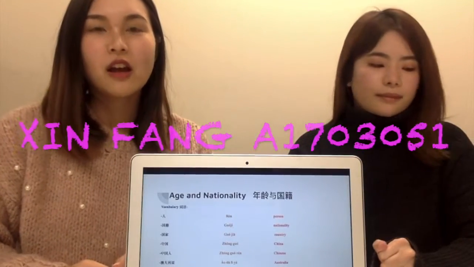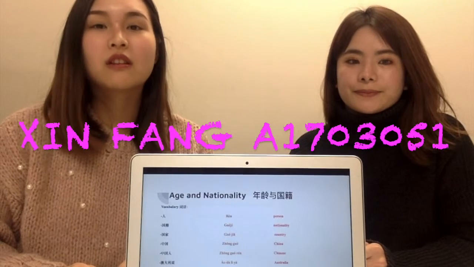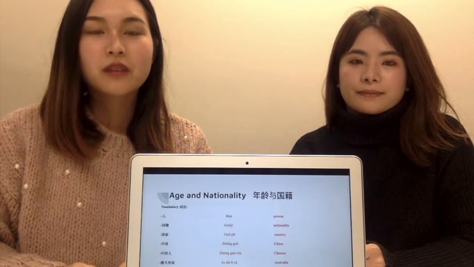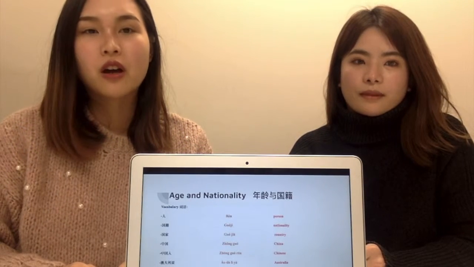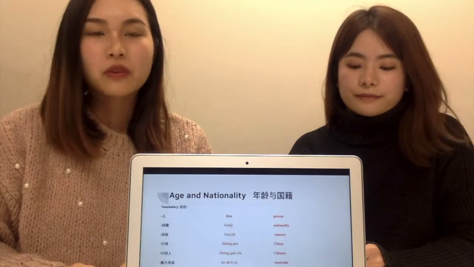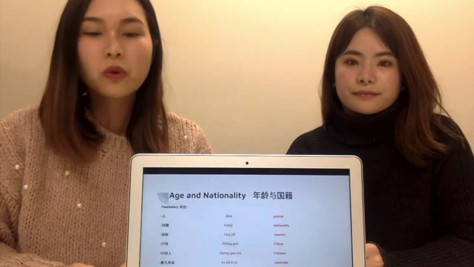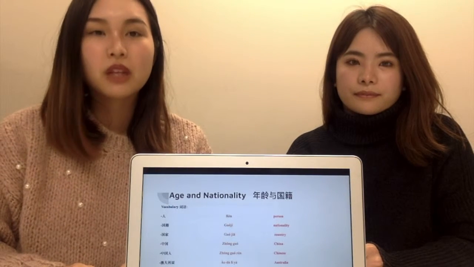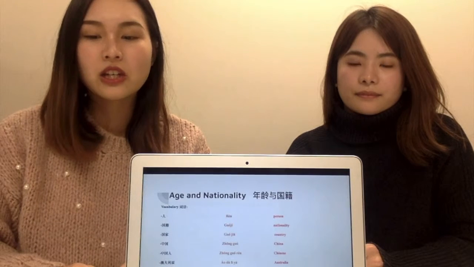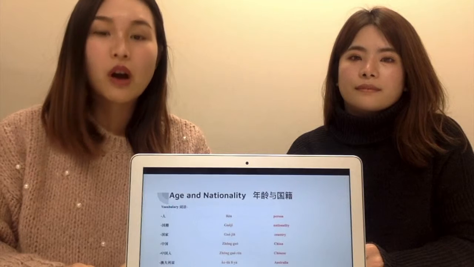And now we're moving on to age and nationality. Hi, I'm Xin. I'm going to teach you about the vocab and the phrases of age and nationality. Here are some vocabularies of age and nationality I want to teach you. Now I want to focus on the Chinese names for countries. 中国, China, means Middle Kingdom and reflects the ancient Chinese belief that their homeland was the center of the world.